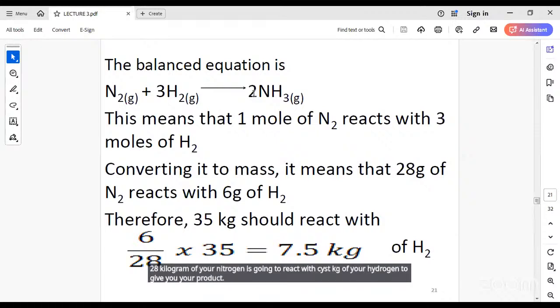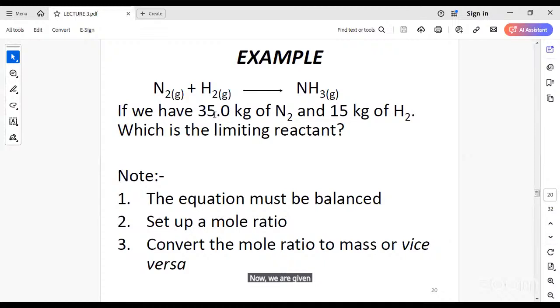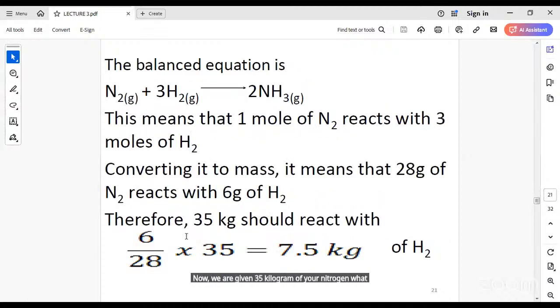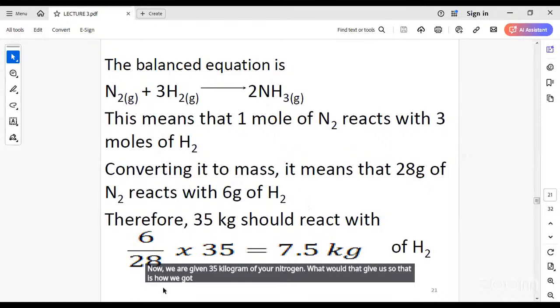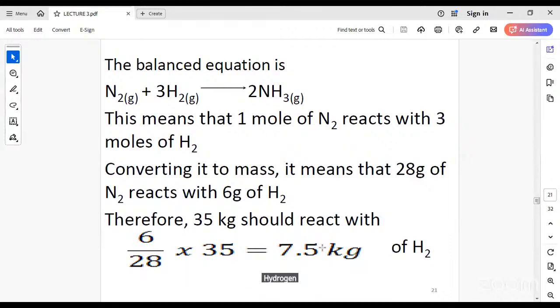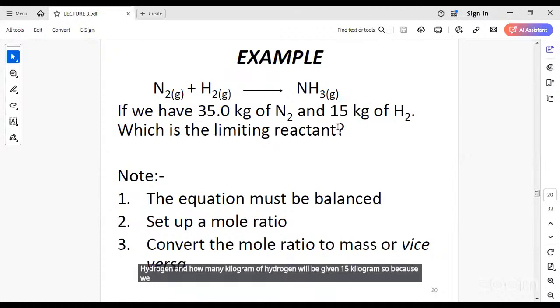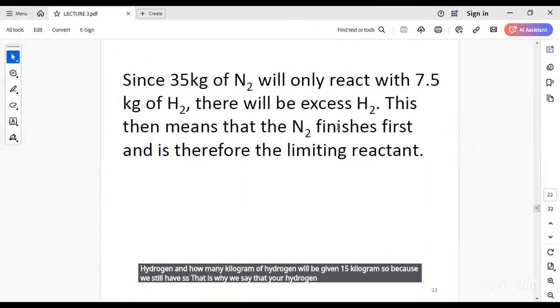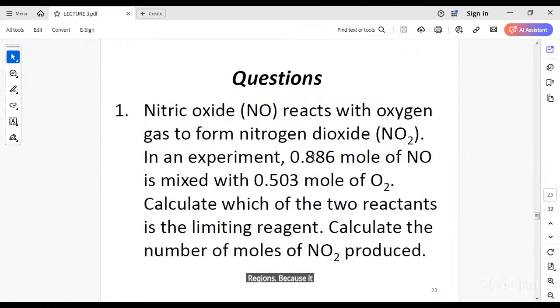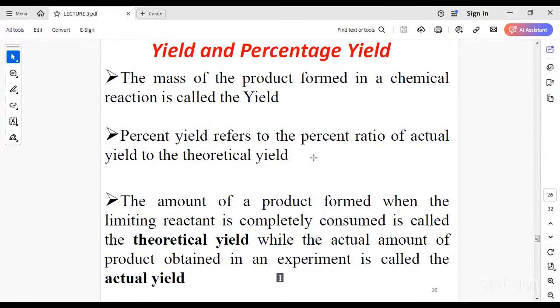Now, we are given 35 kilogram of your nitrogen. What will that now give us? So 28 will give us 6, then 35 will now give us 6 over 28 times 35, and that is how we got 7.5 kilogram of hydrogen. And how many kilogram of hydrogen were we given? 15 kilogram. So because we still have excess, that is why you say your hydrogen is in excess. So your nitrogen will now be the limiting reagent because it will be used up first. And we went ahead to carry out this calculation.